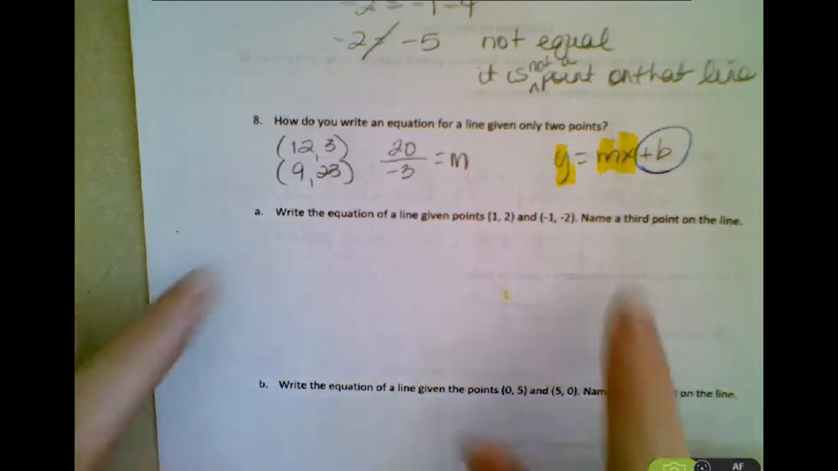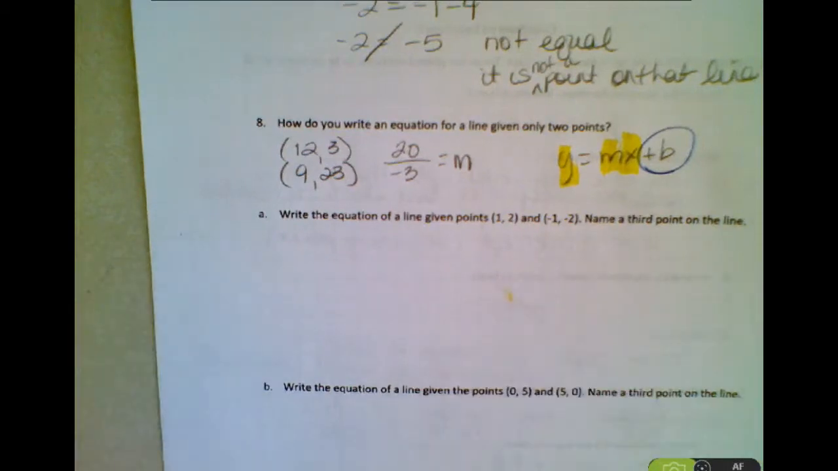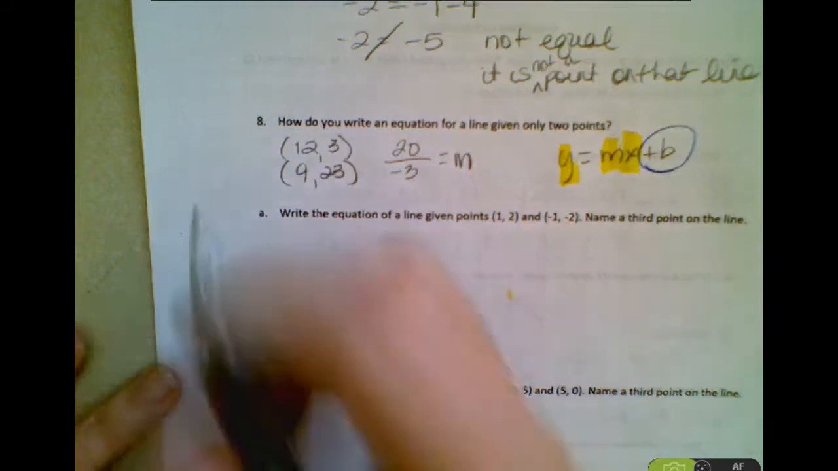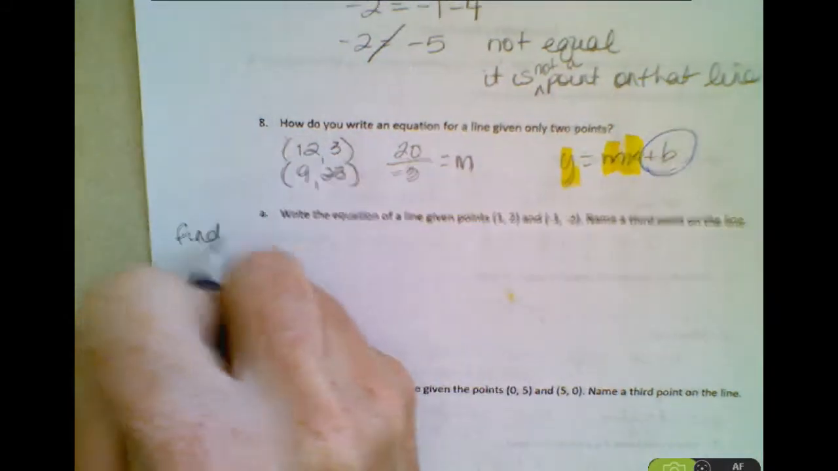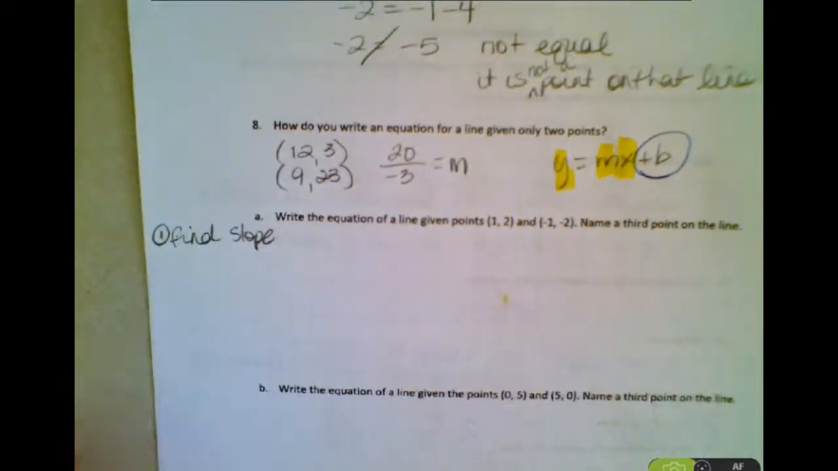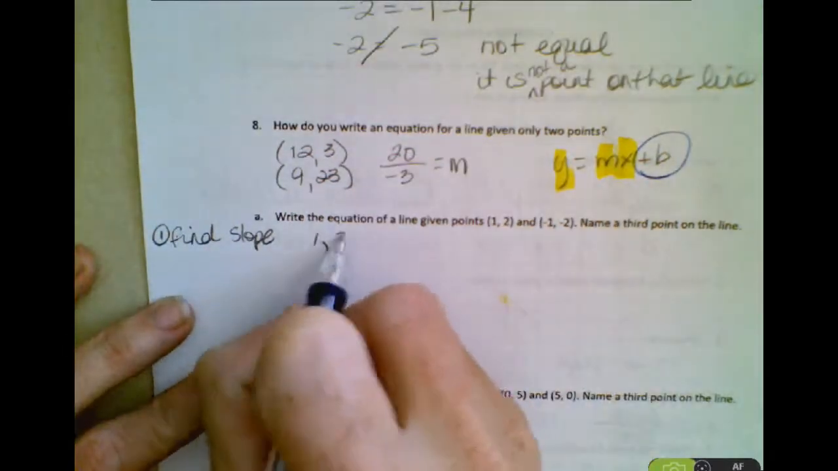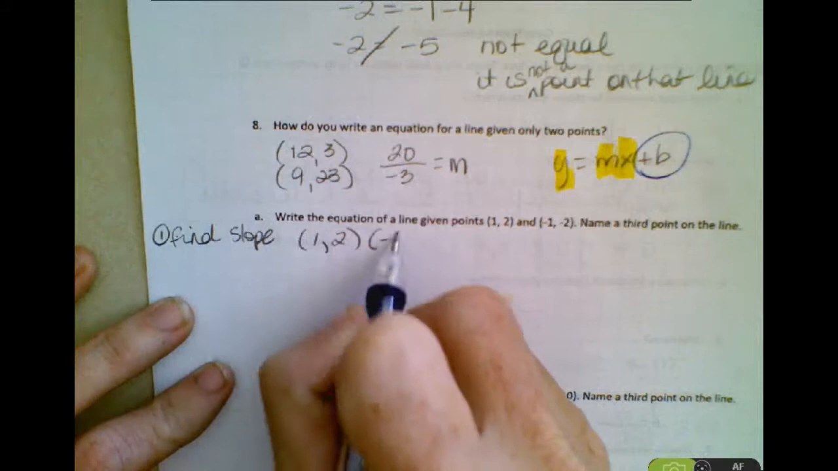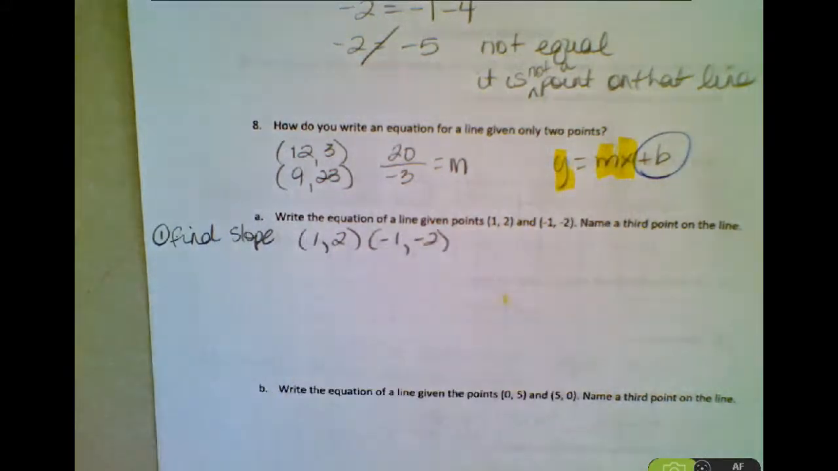So let's go down to A and we'll practice that. Okay? So first thing we need to do is what? Your first step is to find the slope, which you guys are experts at now. So I want you to find the slope of the line between (1, 2) and (negative 1, negative 2). So do that first for me, please.